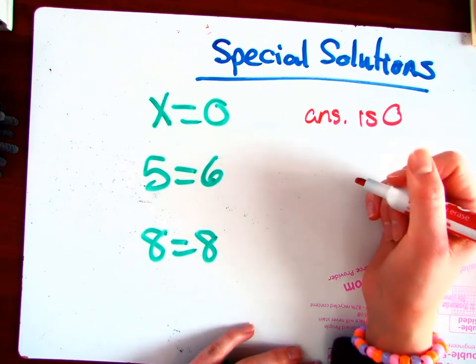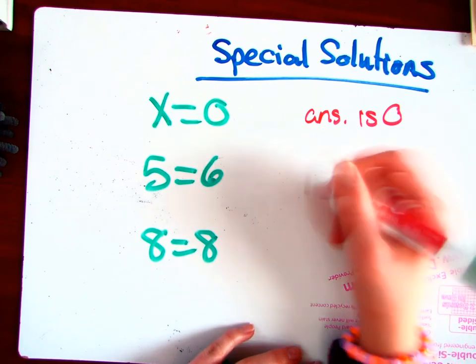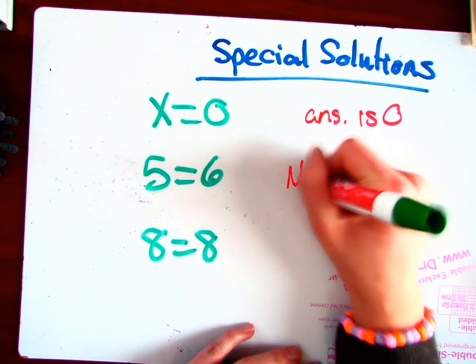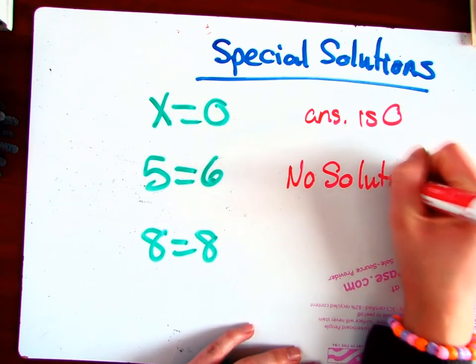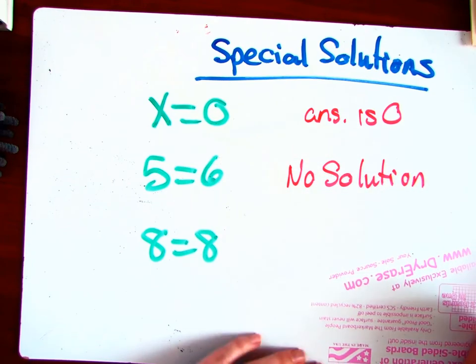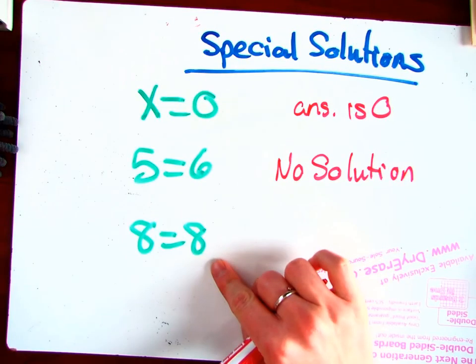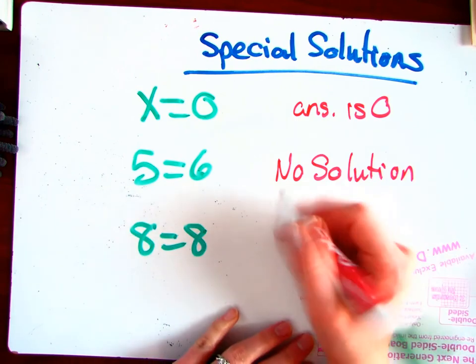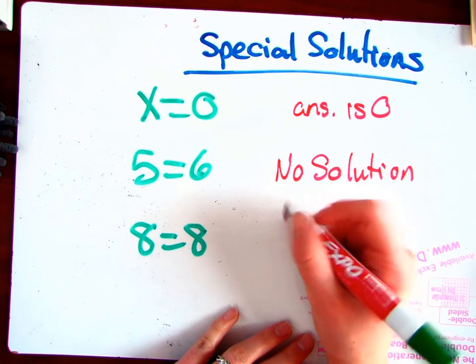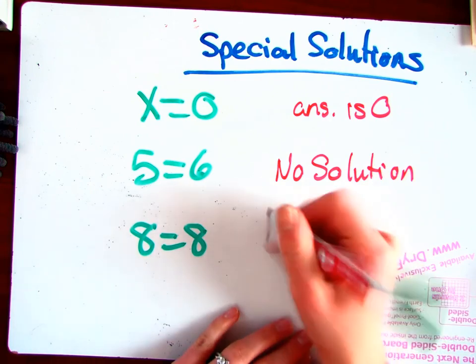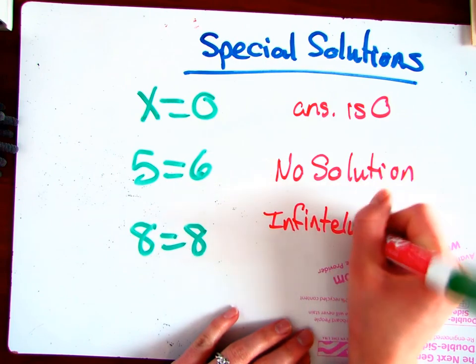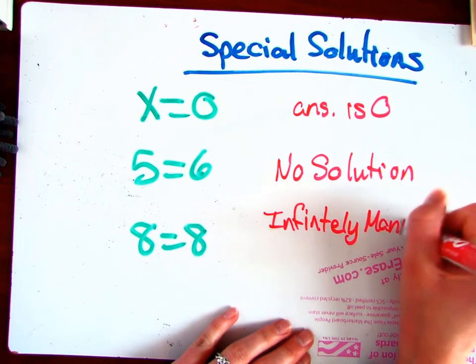This one is actually more of a funky type of solution. Because 5 and 6 are not equal to each other, we would just say that the answer to this one is no solution. However, if all of your letters disappear and you just have numbers, but they are actually the same on both sides, we would say that this is a case of infinitely many solutions.